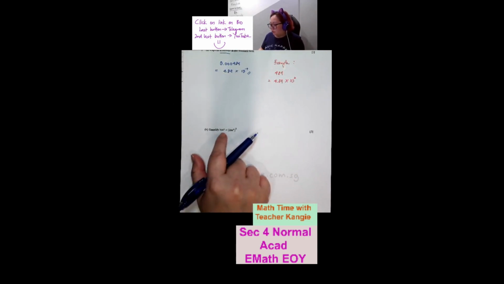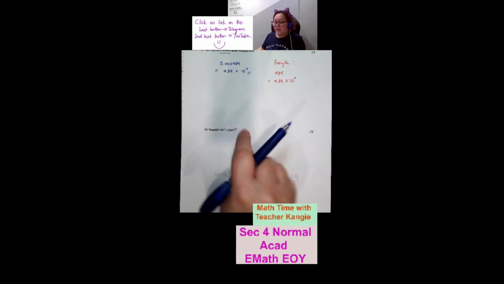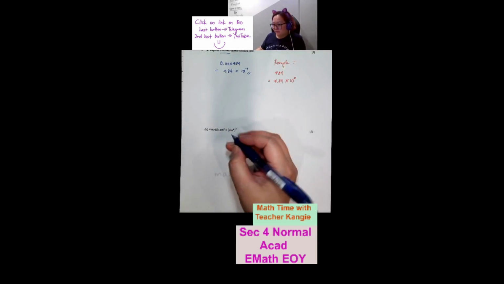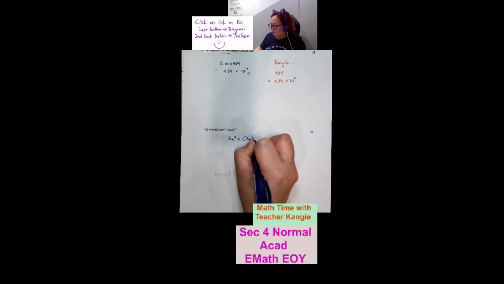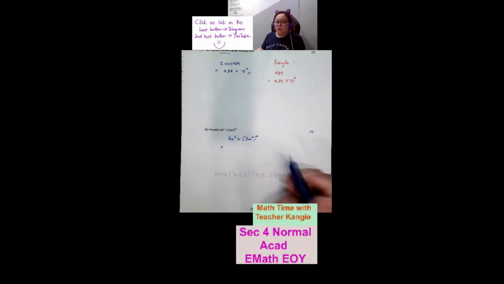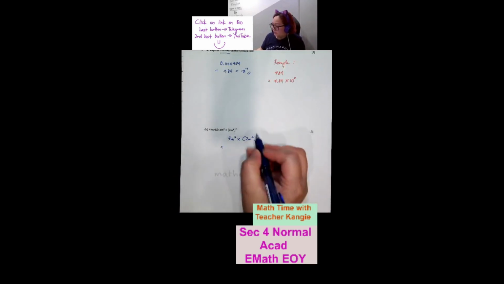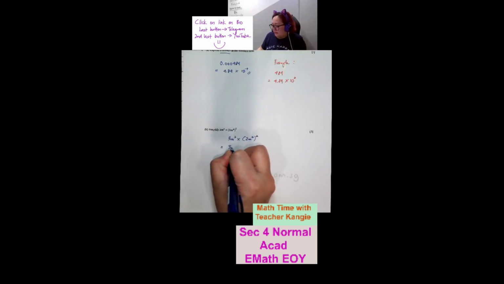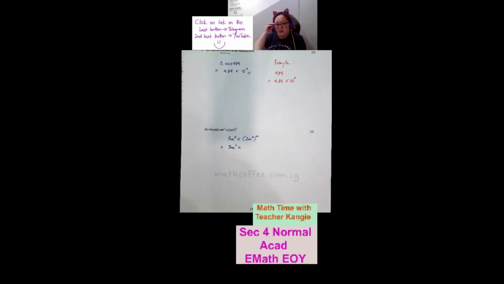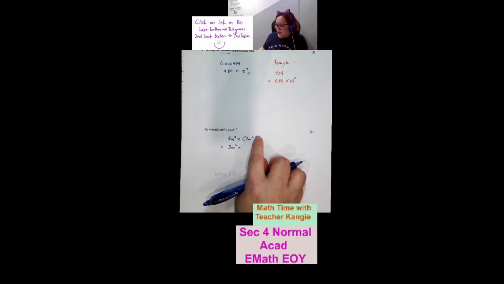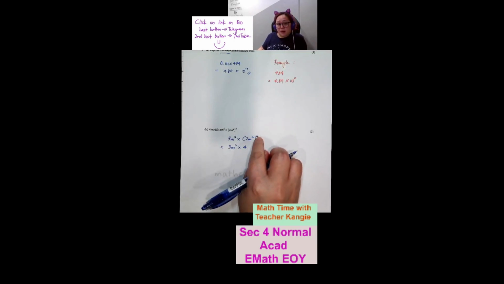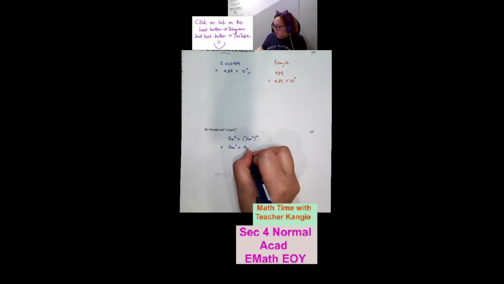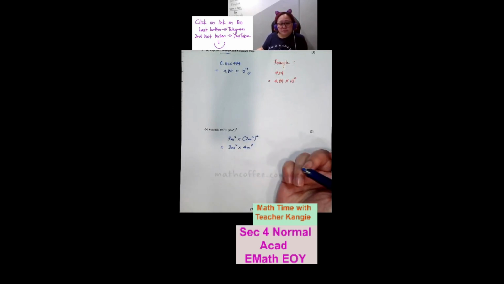Simplify 3m squared multiplied by 2m to the power of 4, all to the power of 2. So this is like indices. We always settle the power first. So the 3m squared, just leave it as it is first. And then this power, 2 to the power of 2, so we have 4, and m to the power of 4 multiplied by 2, so it will be m to the power of 8.